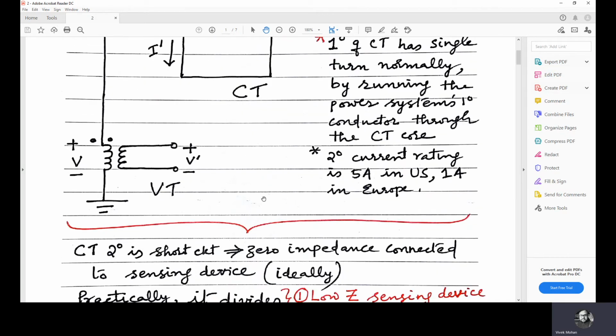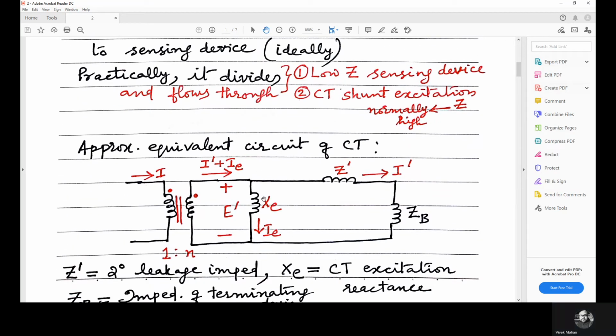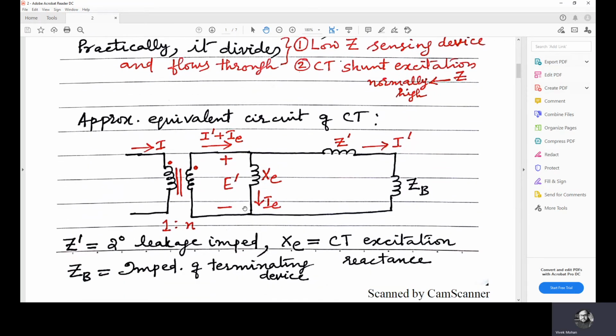Now let's see the equivalent circuit here. So we have I as the primary current. This is only one turn. N turns are there in the secondary. The total current is I dash plus IE, where I dash is only seen by the relay. And this is the relay impedance, which is also known as the burden or impedance of the terminating device. Here the terminating device is the relay. That's why this is known as the relay impedance.